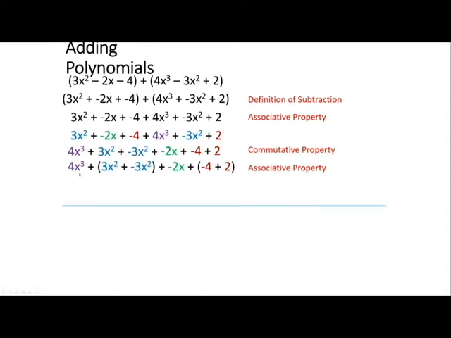I'm going to keep this 4x cubed. 3x squared plus negative 3x squared makes no x squareds. I have a minus 2x, and I have a negative 2.